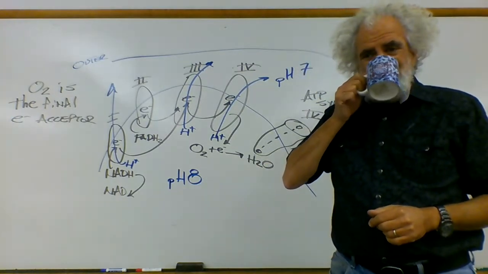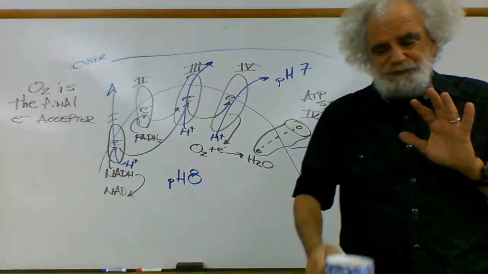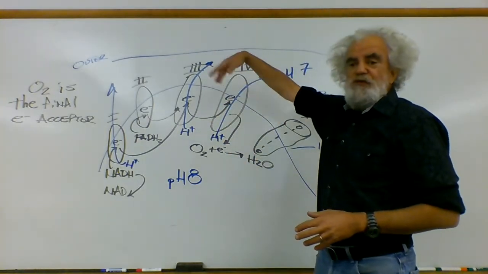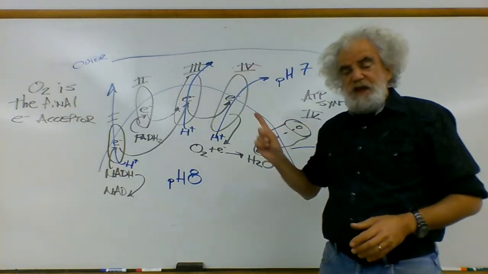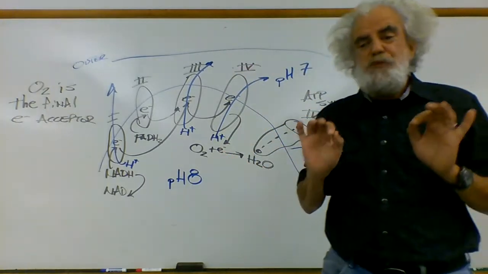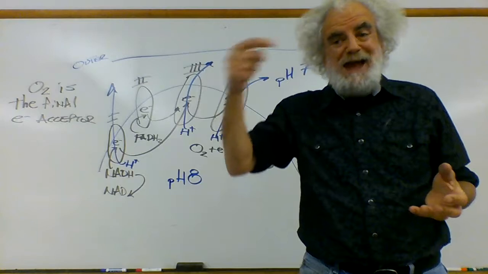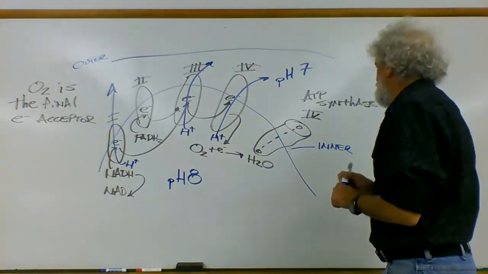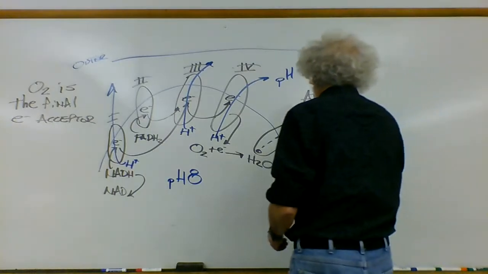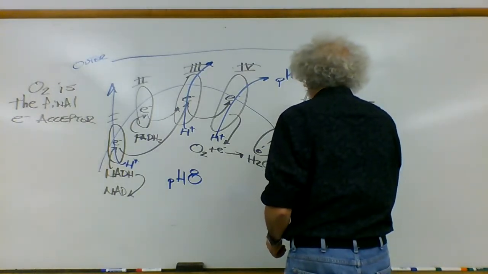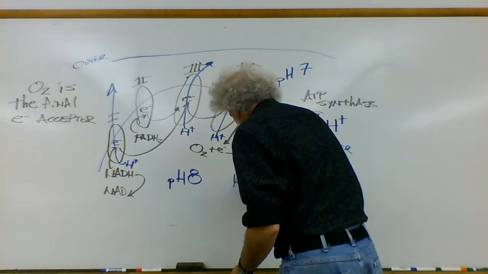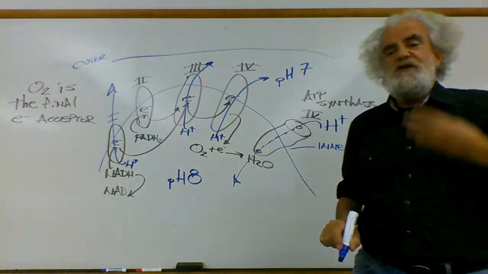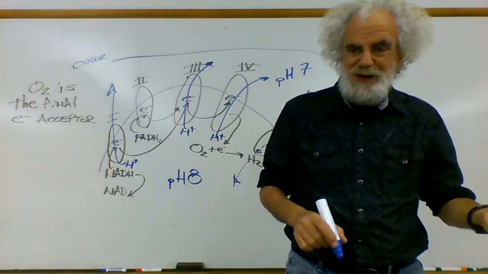Now, the critical point to all this is, this outer membrane is permeable to protons. They can move back and forth. The inner membrane, though, is impermeable to hydrogen ions. It can't pass through. The only place that hydrogen ions can pass through is right here. So hydrogen ions zoom back through, and that is what generates the force to rephosphorylate ADP.